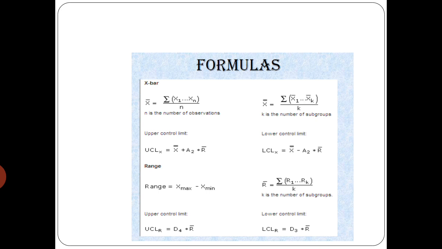So the upper control limit and lower control limit formulas are given. The upper control limit will be with plus A2 into R bar, and the lower control limit will be minus A2 into R bar. Similarly for the R chart, that is range. Range is the difference between maximum and minimum. So again for range, the upper control limit is D4 into R bar, and the lower control limit is D3 into R bar, where R bar is the summation of R1 to Rk divided by k.